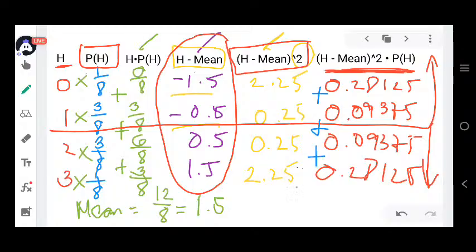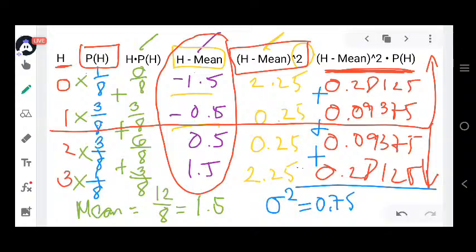Then, finally, we are now going to add the values in the last column. Yan, i-add lang natin siya, yung mga yan, to get the variance. So, our variance now, using our calculator, 0.28125 plus 0.09375 plus 0.09375 plus 0.28125 is equivalent to 0.75. So that is our variance.